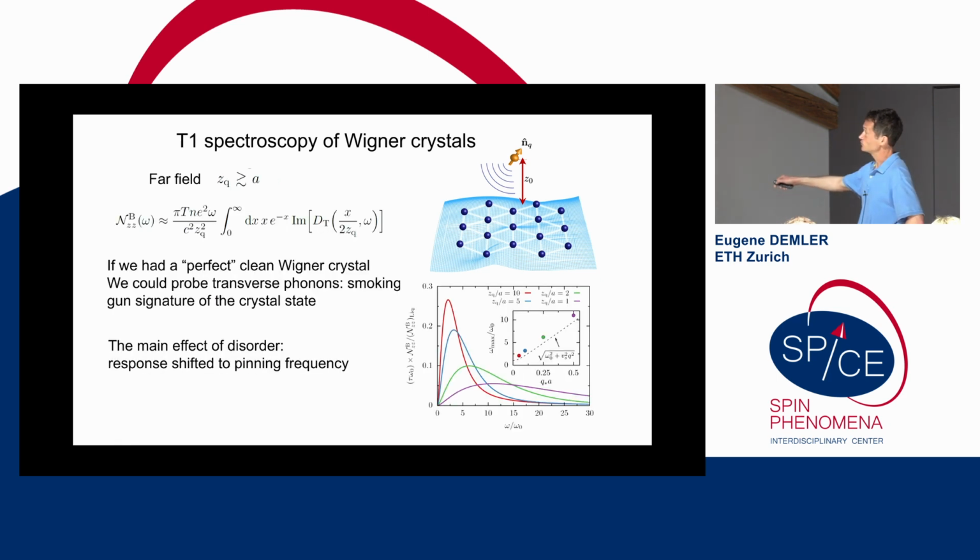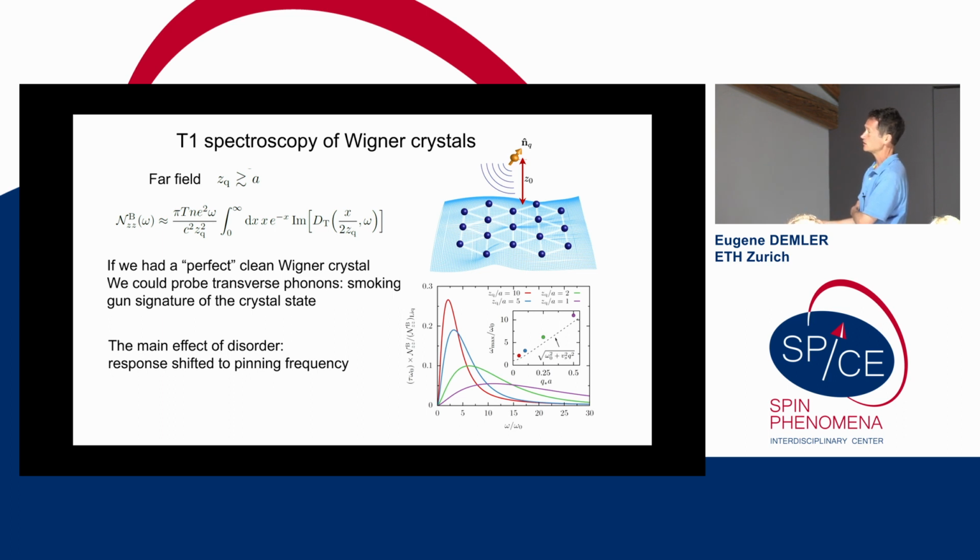Or in the far field, when the distance to the NV center actually gets larger than the characteristic period. So in a clean system, this would give us access to transverse conductivity, which in principle is exactly what we want to measure, because a defining feature of a crystal is the existence of transverse phonon modes. And of course, in the real world, we do not have clean crystals, maybe just in the theorist's imagination, and that's why we have to take into account the effect of disorder.